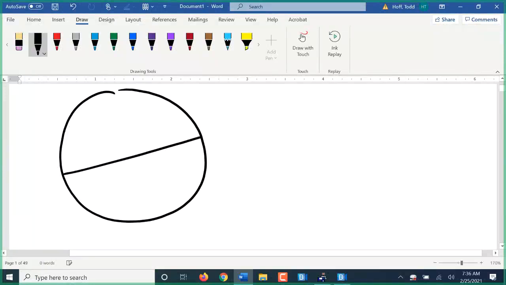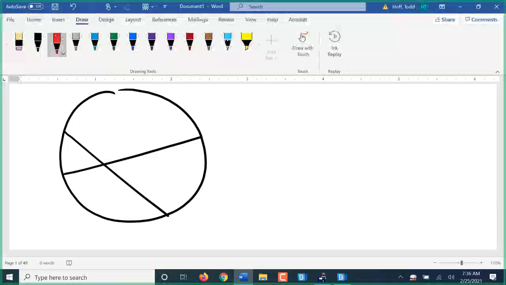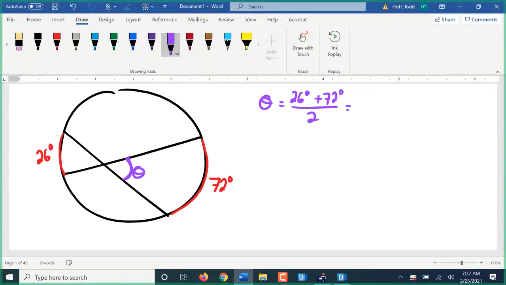So if I have this arc of 26 degrees and this over here of 72 degrees, I want to find this angle right here. So this is an interior angle for intersecting chords. That angle, I'll label it theta again, is simply 26 degrees plus 72 degrees divided by 2. 26 plus 72 is 98 degrees divided by 2, makes that angle 49 degrees.